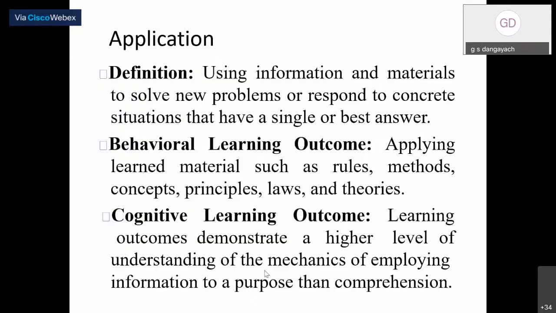The third level of the cognitive domain is application. It means using information and materials to solve new problems or respond to concrete situations that have a single or best answer. So this is the meaning of application. It means we can use it to solve some problem. The concept can be applied to solve some typical problem. The behavioral outcome is how we apply learned material such as rules, methods, concepts, principles, laws, and theories.